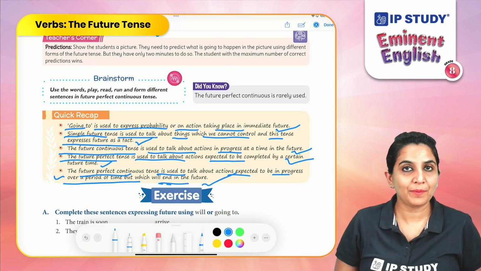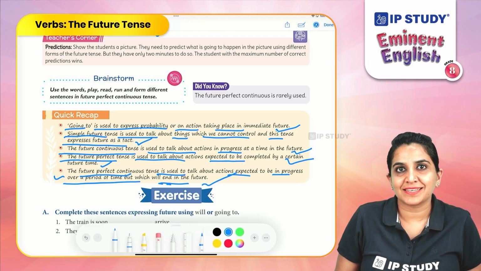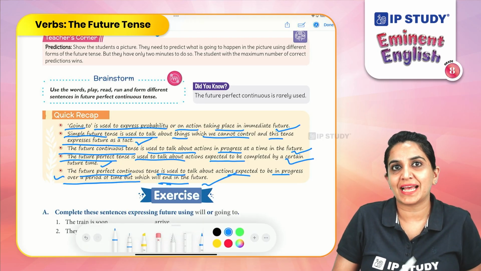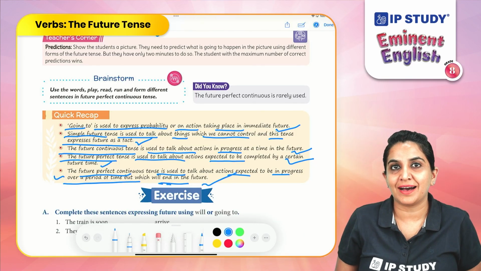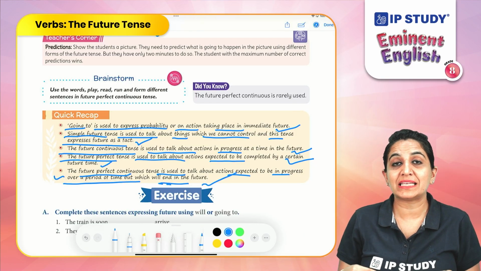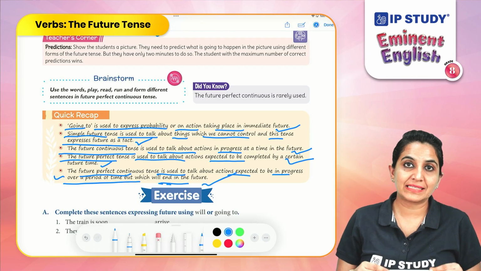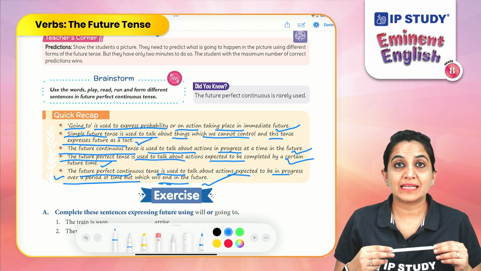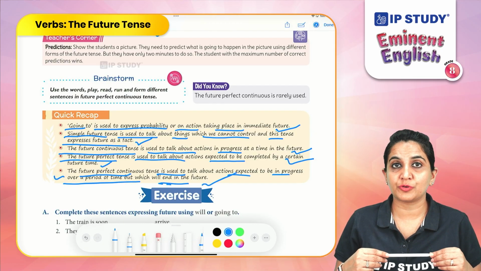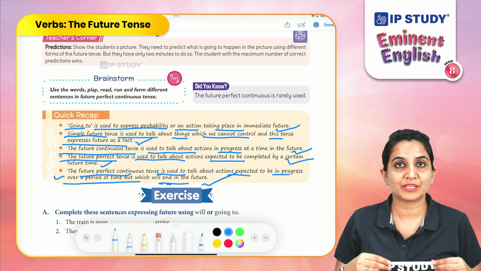So that was all about the future tense. The future tense gets us into the time traveling machine and takes us to tomorrow. It fast forwards our lives. That means we are talking about future plans and predictions. In this lesson, we understood the kinds of future tense: simple future tense, future perfect tense, future continuous tense, and future perfect continuous tense.